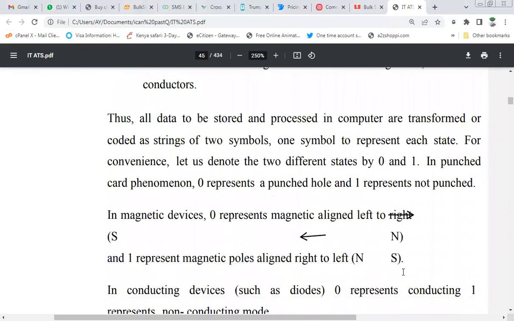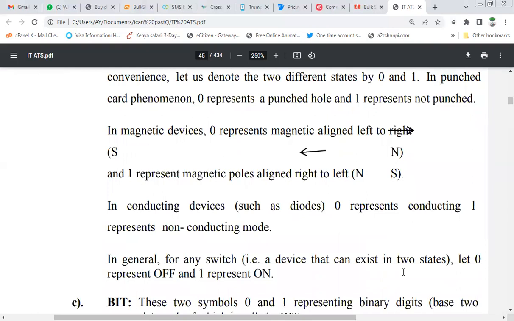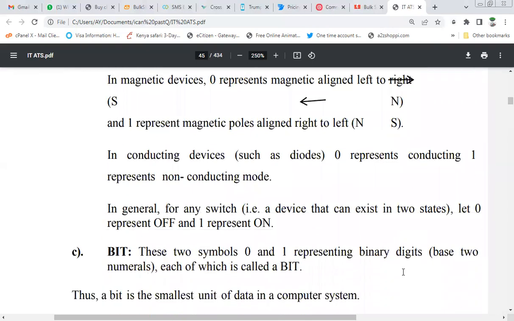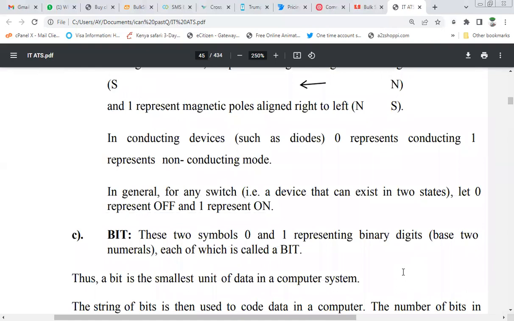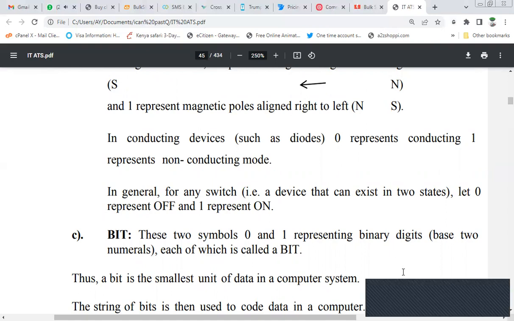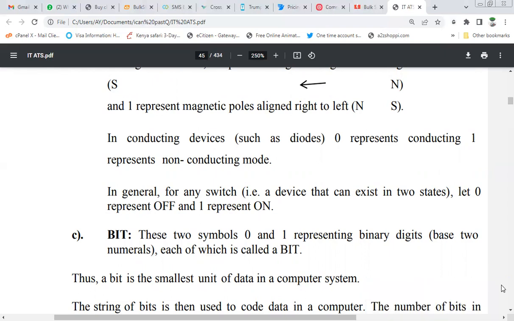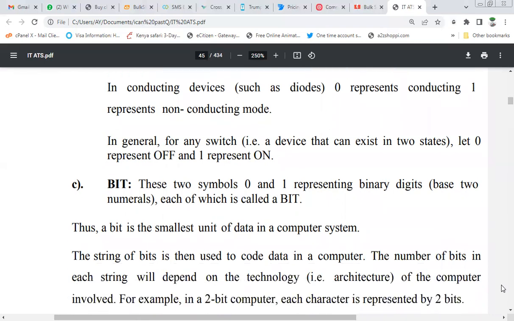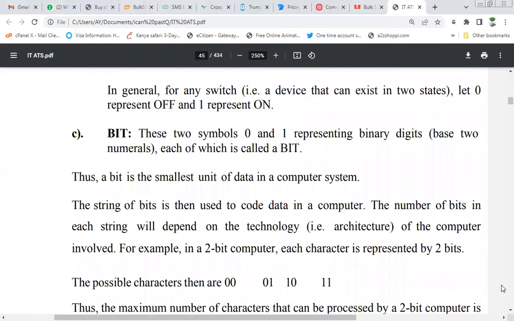So let's continue. Let me look for other points that are necessary. So let's talk about bits, B-I-T. These two symbols, zero and one, represent binary digits. Base two numerals, each of which is called a bit, zero and one. Thus, a bit is the smallest unit of data in a computer system. A string of bits is then used to code data in a computer.